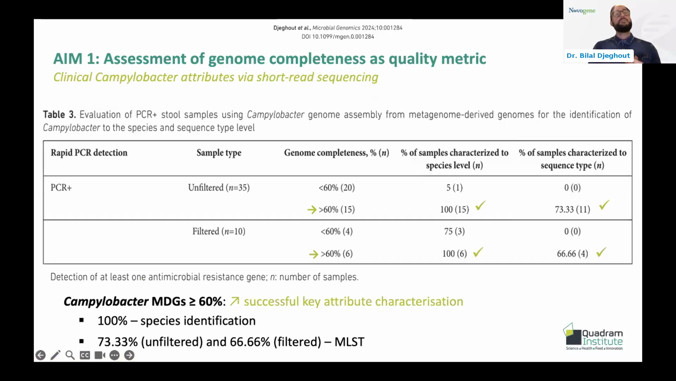Next, we assessed genome completeness as a quality metric for identifying clinical Campylobacter attributes. Our analysis revealed that when we have 60% completeness, we can achieve 100% species identification across our samples. MLST, however, showed 73% success in unfiltered genomes and 60% in the filtered ones. And as the sample size is low, more numbers are needed to test the significance in this case.